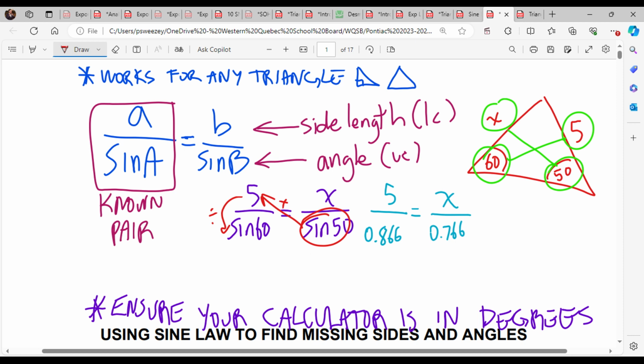You may have to use brackets. You may have to use the equal sign. You may have to do some other funky things. If you can't write this all out in one stretch in your calculator, then you'll have to add in this extra step, and then you can just go 0.766 times 5 divided by 0.866. So if I do this, fine.